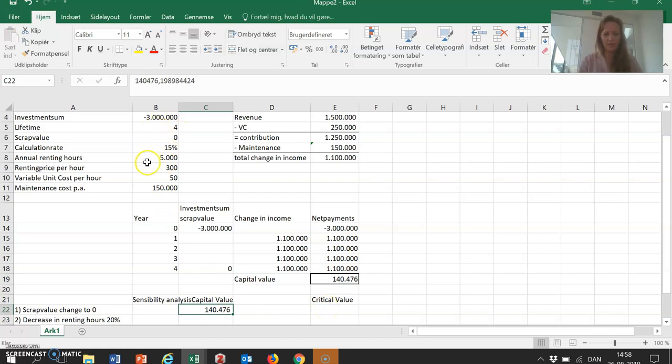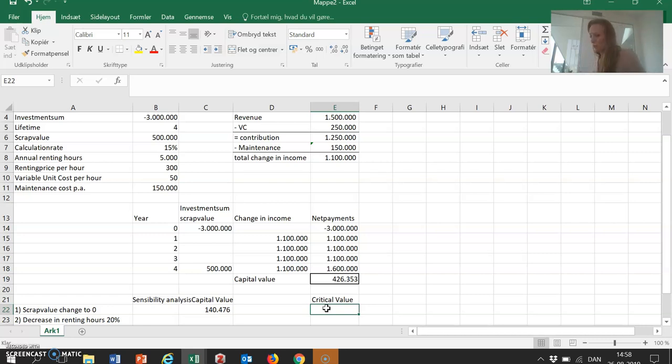Okay, so I go back and now I change it back to the initial 500,000 here. Remember, always change the assumption back to the starting point. We're only testing one assumption at a time. So that would be, how sensible would capital value be to a scrap value that would change to 0? Still have a profitable investment.